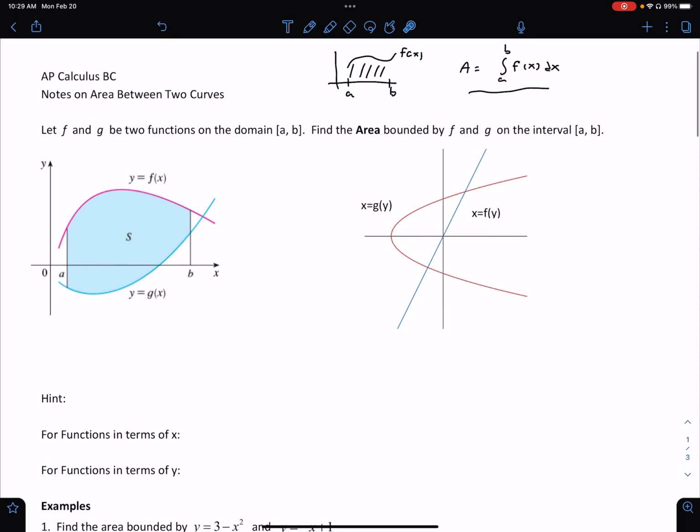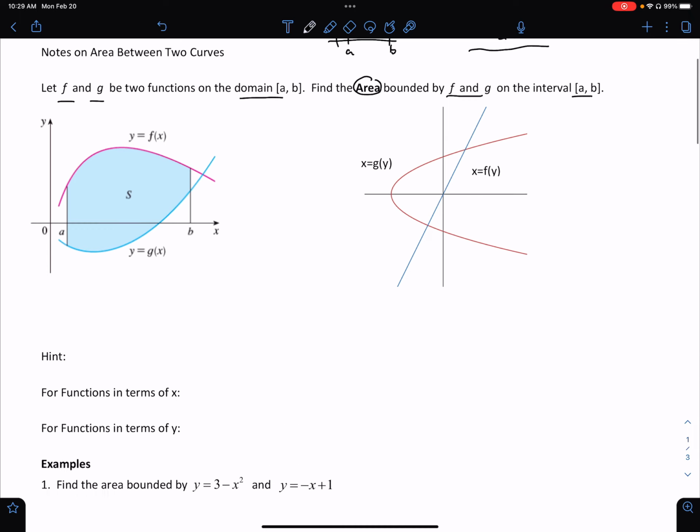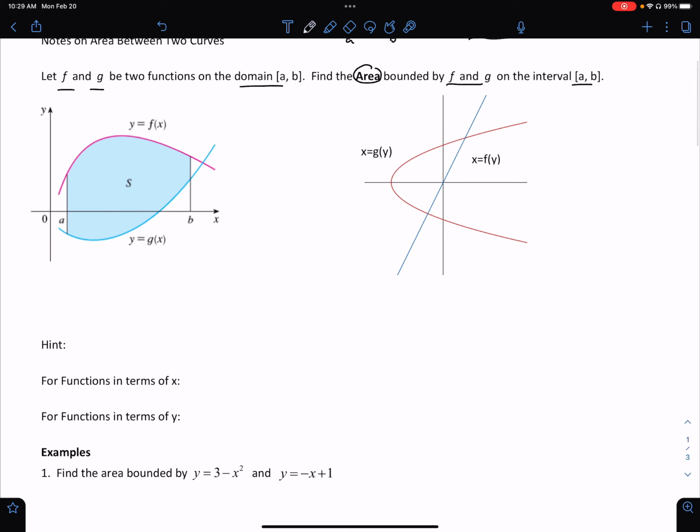So let's take a look at the following function. It says, let f and g be two functions on the domain a to b. We want to find the area bounded by f and g over this interval. So here's how we're going to do this. This is a very easy topic to do.